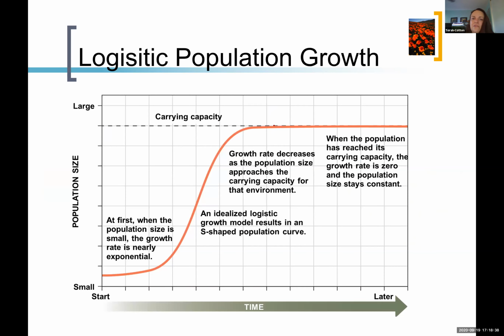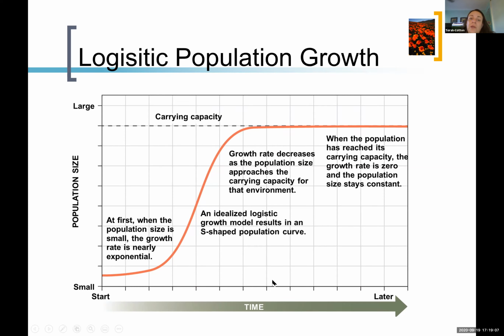So here's another graph of that, right? So at first when the population size is really small, growth is practically the same as exponential in the beginning, right? It's very J-shaped at first, but then it ultimately kind of starts to slow down, right? And it becomes more of an S shape until the population reaches its carrying capacity, right? And so then the growth rate is 0. It doesn't grow anymore, right? And the population size stays pretty constant.